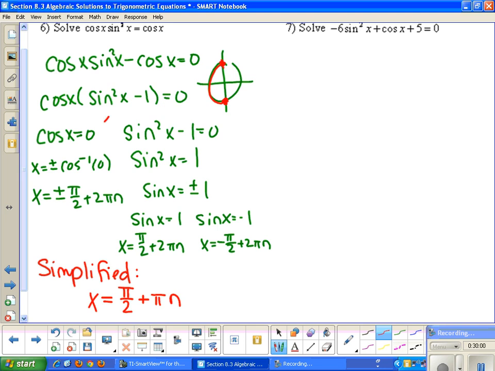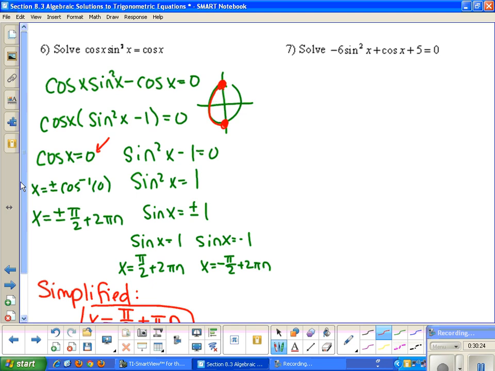And I knew that the cosine of 0 could be simplified. Because of that, pi over 2 plus pi n would give me all of my solutions on my unit circle, because pi over 2 plus pi would give me 3 pi over 2, which would be down here. And then I could add another pi over 2, which would give me up here, and then I would keep on going on my unit circle. So simplified, these would be my solutions. Okay, so then let's do one last problem.